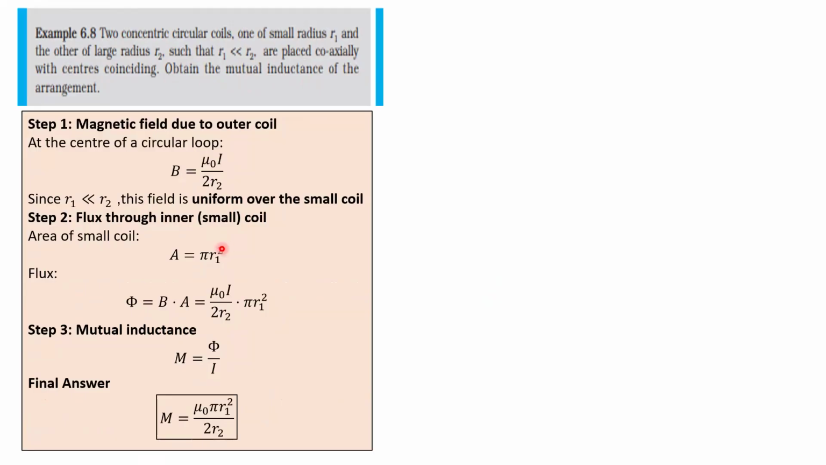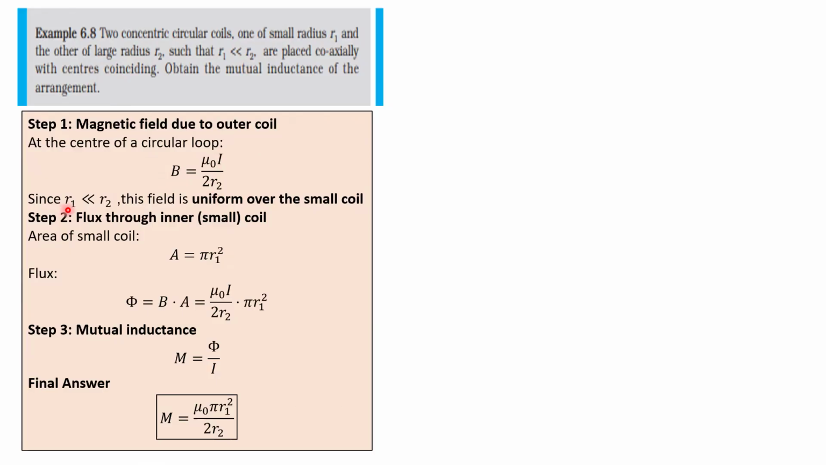What is the expression for the magnetic field at the center of a current carrying coil? Yes, magnetic field equals mu 0 I by 2R. Now, concentric coils, one is R1, another is R2. Magnetic field at the center of the second coil is mu 0 I by 2R2.